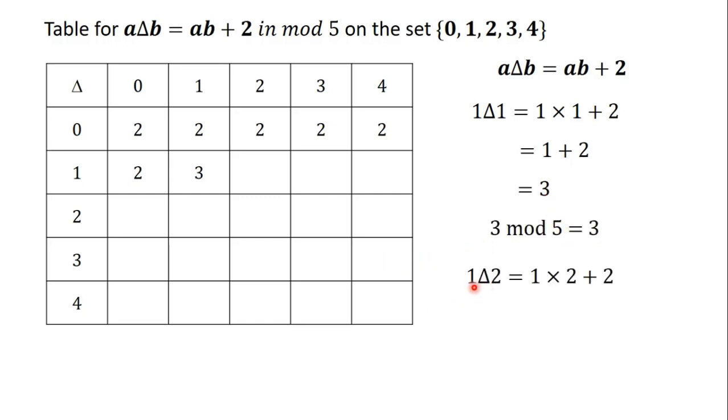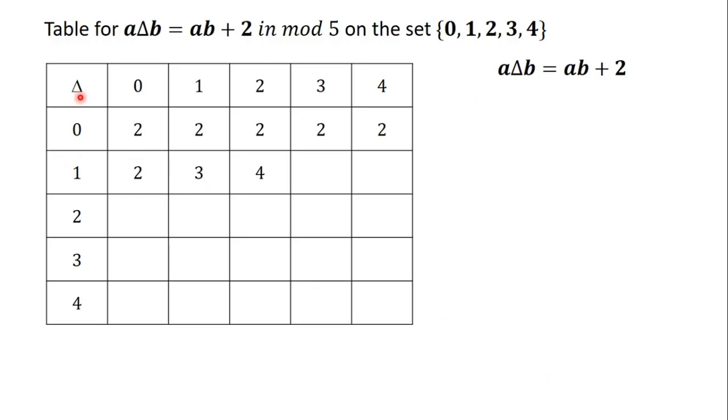The next one is 1 delta 2. 1 delta 2 is equal to 1 times 2 plus 2. This will give us 2 plus 2. 2 plus 2 is 4. And 4 mod 5 is 4. The next one is 1 delta 3. 1 delta 3 is equal to 1 times 3 plus 2. This will give us 3 plus 2. 3 plus 2 is 5. 5 mod 5 is 0.